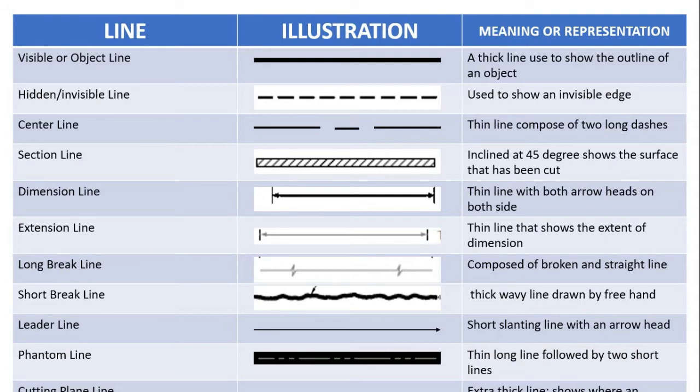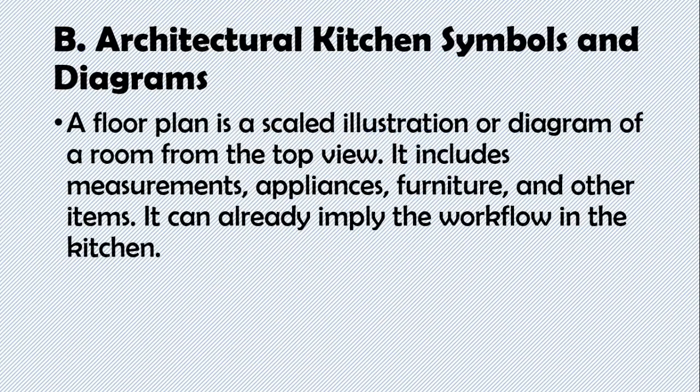Cutting plane line is an extra thick line, shows where an imaginary cutting took place, indicates the direction of the view. Okay, so let us have the architectural kitchen symbols and diagrams.